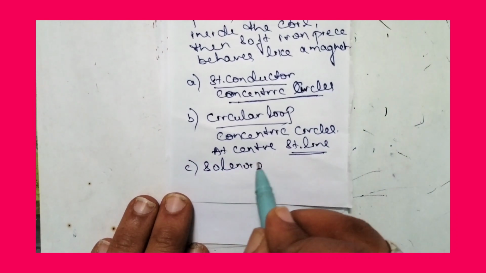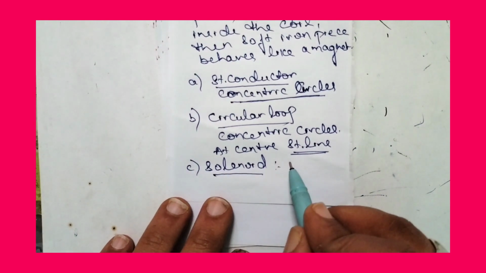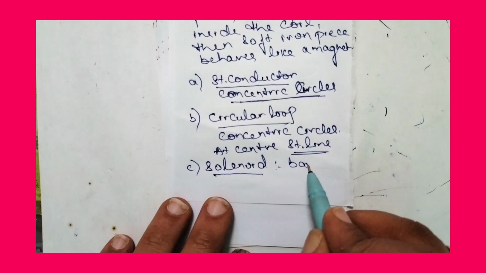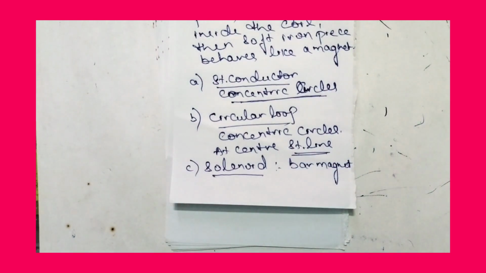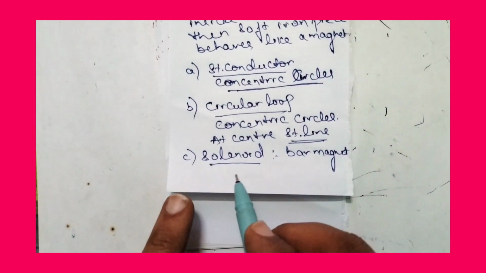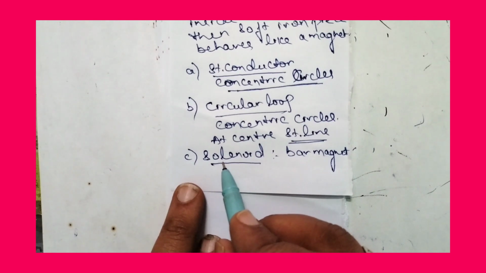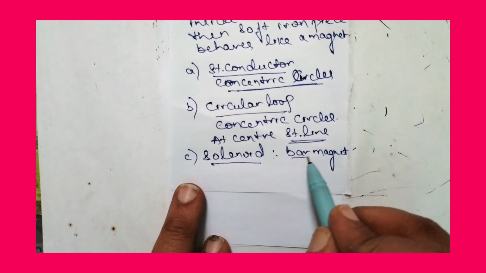So what is the pattern of the magnetic field lines around a solenoid? The magnetic field line pattern around a solenoid will be similar to the magnetic field line pattern around a bar magnet. The same pattern that magnetic field lines have around a bar magnet, the magnetic field lines have around a solenoid too. This is the first point you have to remember. And the second one is, around the bar magnet the magnetic field line pattern will be the same as the bar magnet.